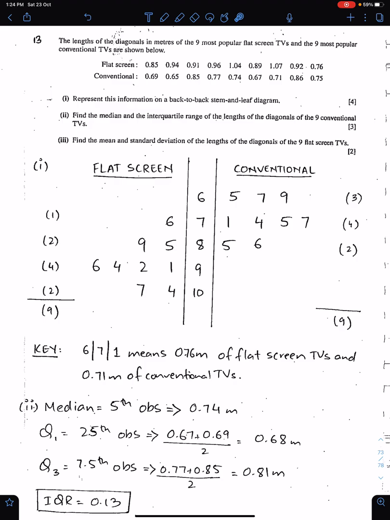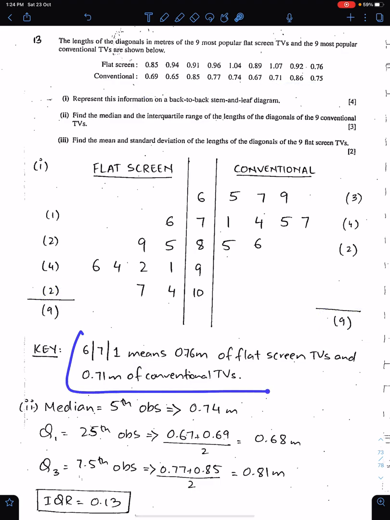First you need to construct it randomly and then you have to arrange it in ascending order. Like this, 0.69, so 9 is here, 0.65, 5 is here, 0.85, 5 is here, 0.77, 7 is here. First draw this and then arrange these numbers in ascending order, same as here. And check the totals. The totals should be the same, 9 observations.